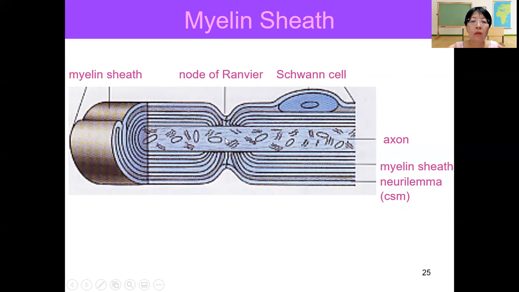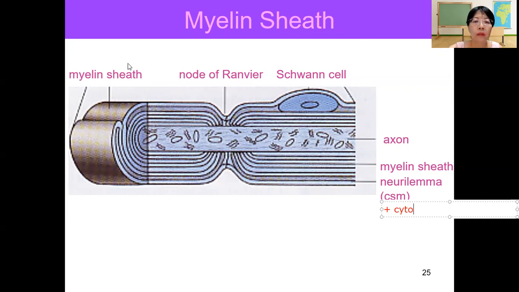And this part here, which is the axon that is not covered with myelin sheath, is called the node of Ranvier. Okay, and this part here is called the neurilemma, which is made of cell surface membrane and the cytoplasm of the cell. So these two.